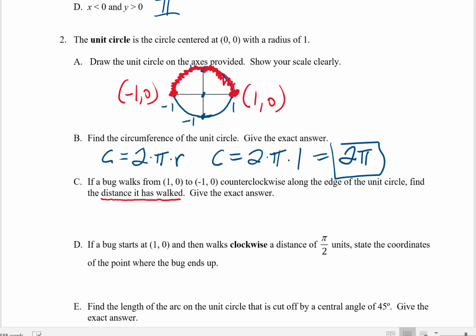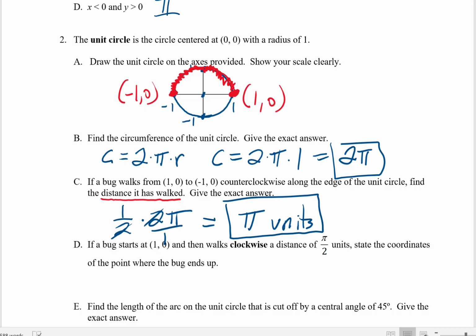We already know the distance around the entire circle to be 2 pi units. Obviously, what we've just colored in red is half the circle, so it would just be half the circumference. Half of 2 pi is, of course, just 1 pi. So pi units would be the distance that the bug traveled.